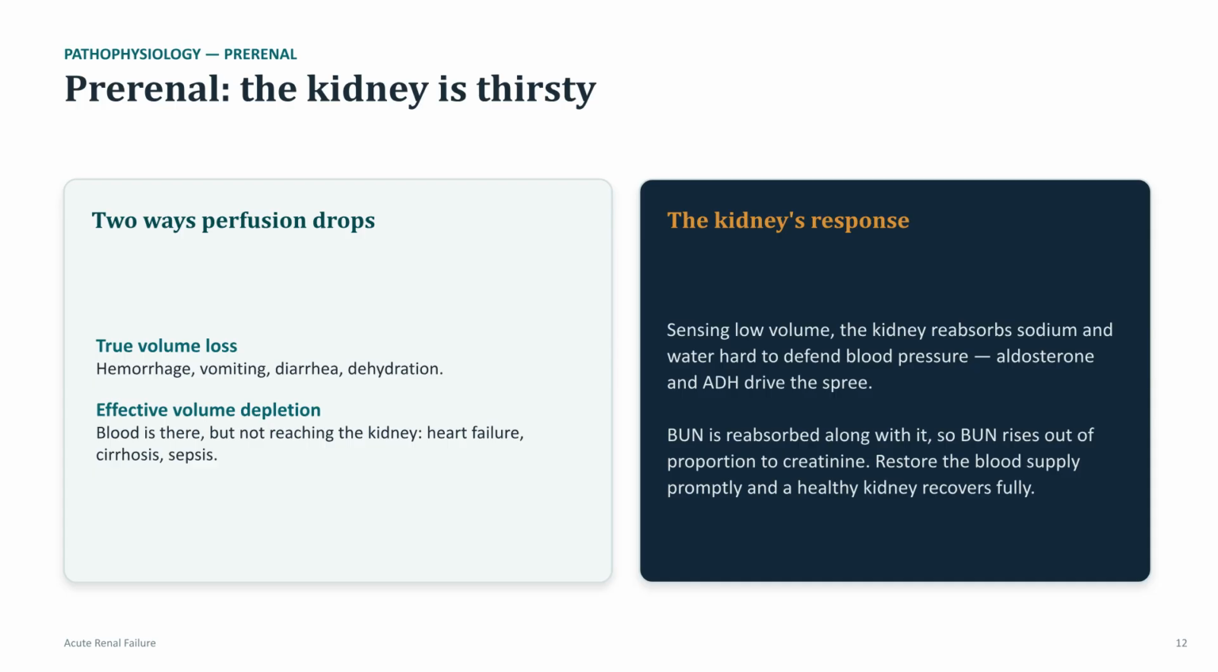Prerenal injury occurs when the kidney is, quote, thirsty, either from true volume loss or effective volume depletion. The kidney attempts to defend blood pressure by reabsorbing sodium and water, which increases the BUN to creatinine ratio. Promptly restoring blood flow can allow a healthy kidney to recover completely.